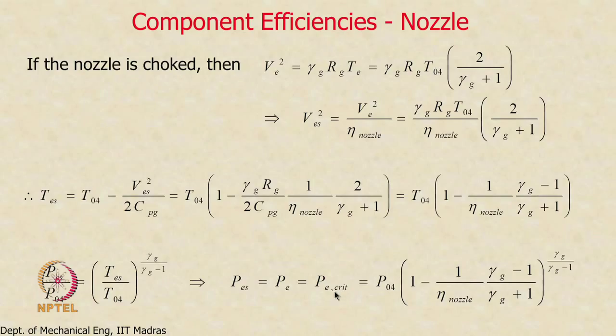So, this is the expression for critical pressure in a nozzle where there are irreversibilities. If you set eta nozzle equal to 1, meaning there are no irreversibilities, then you recover the expression that we derived earlier for an isentropic process. So, the only change is this goes inside now. So, at the end of this exercise, now I know VE square and also PE.